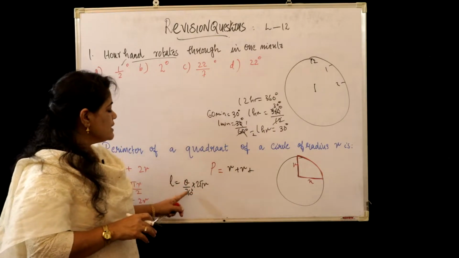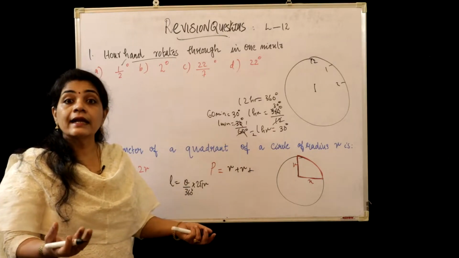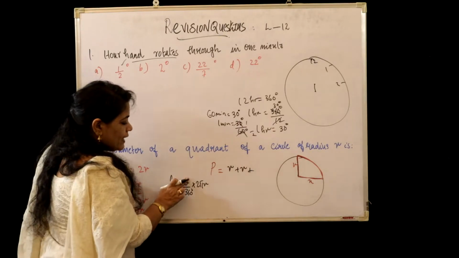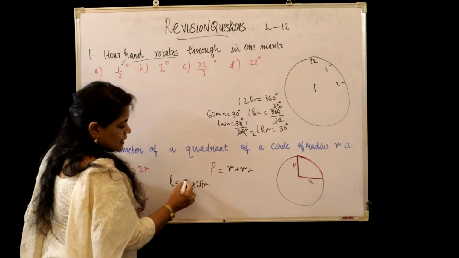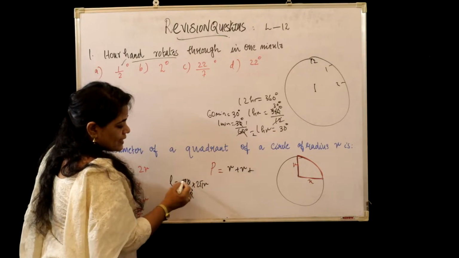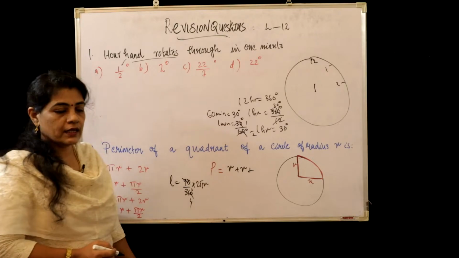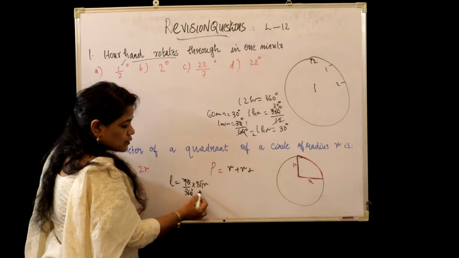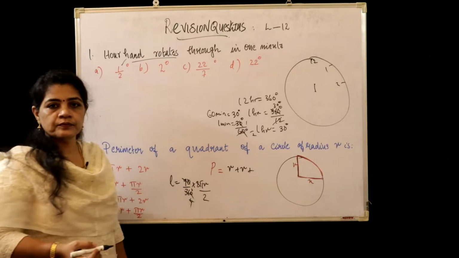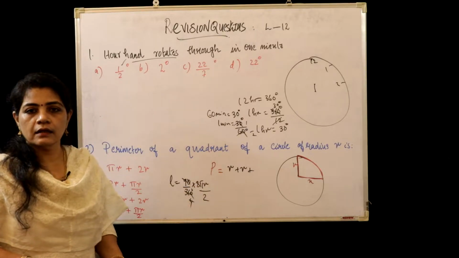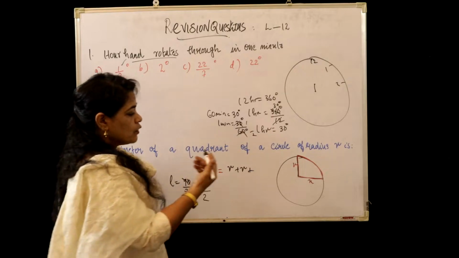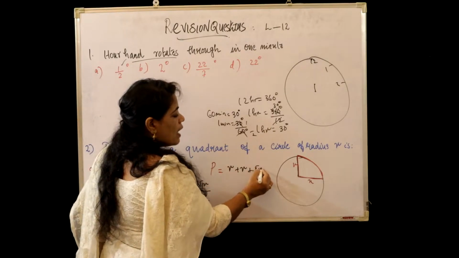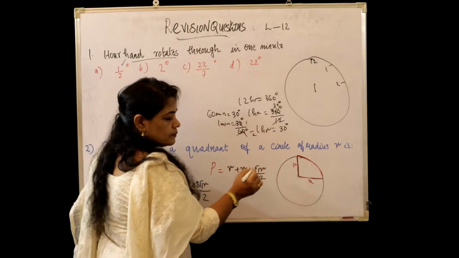Theta here, being a quadrant, is 90 degrees. So, 90 divided by 360. The zeros get cancelled and 4 comes in the denominator. So this 2 and 4 get cancelled, giving pi r by 2. This is the length of the arc for 90 degrees, for a quadrant. So, pi r by 2.